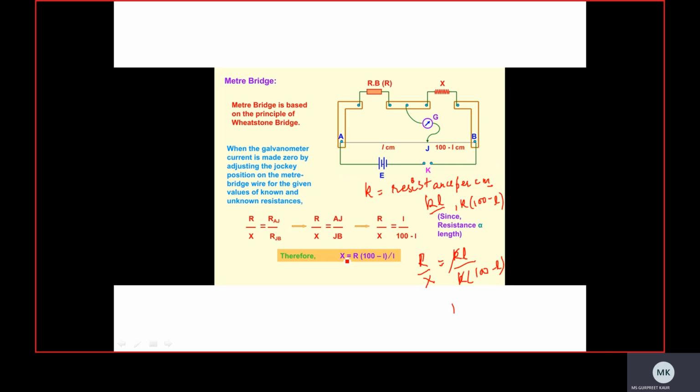You can find out this unknown resistance X in terms of R, 100 minus L upon L. देखो R जो है that is taken from the resistance box. You can see what resistance value you are taking out. ठीक है जी, L can be known from the scale. So from all these values which are known to you, you can find out the unknown resistance X.